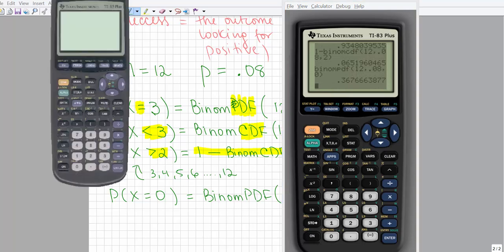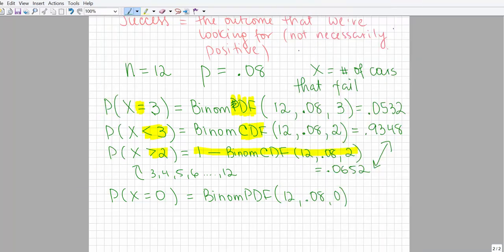0.3677. Okay, that's your answer here. So would that be unusual? The answer is no, because 0.3677 is greater than 0.05, right? Our cutoff is 5%, or probability of 0.05. All right, so that's how you would solve this problem.